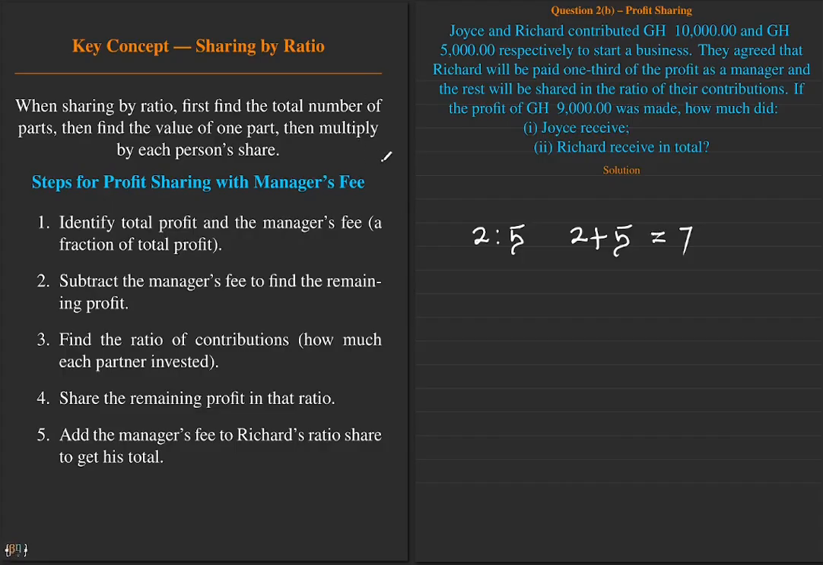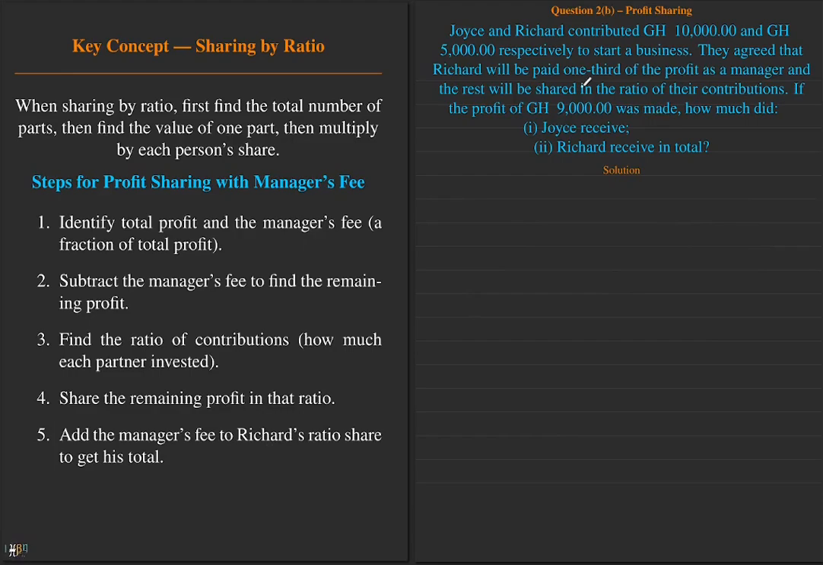And how do we do that? We just multiply by each person's share. So if you want to apply this concept in sharing profits, we will first need to find the total profit. Then we take out the manager's fee, which is simply a fraction of the total profit. That is a constant, and then we find the remaining profit, which is shared with respect to the ratio of their contribution.